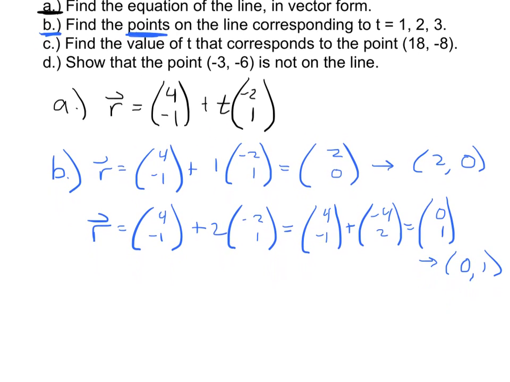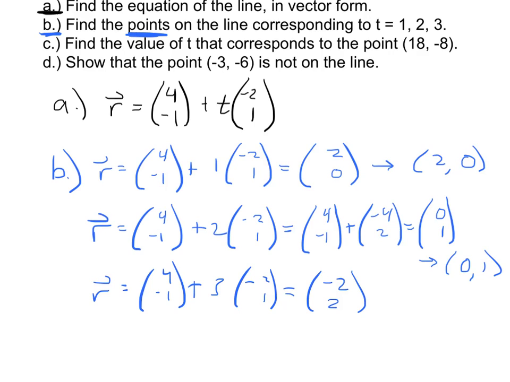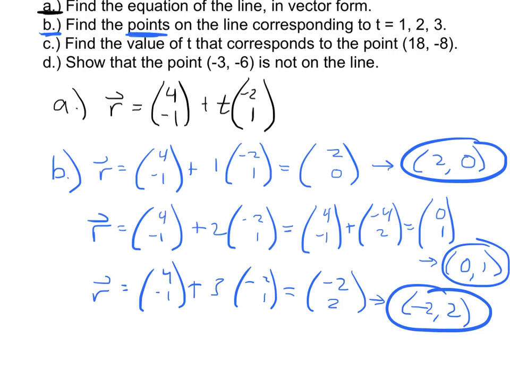For the last one of these, they want me to plug in time being 3. 4, -1 plus 3 times -2, 1. That's going to be 4 plus -6, so that's -2, and 2. And so that gives us the point -2, 2. So these are the 3 answers for part B. Part C, find the value of t that corresponds to the point 18, -8.